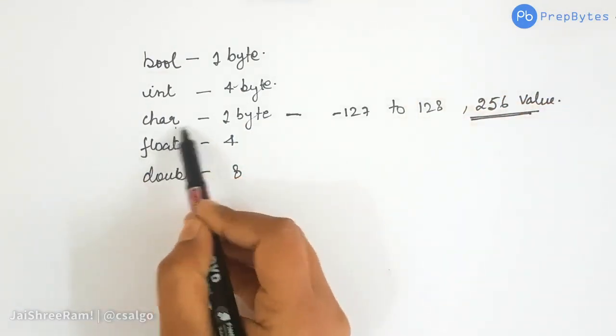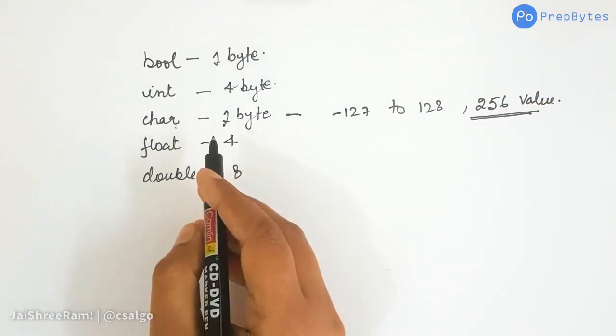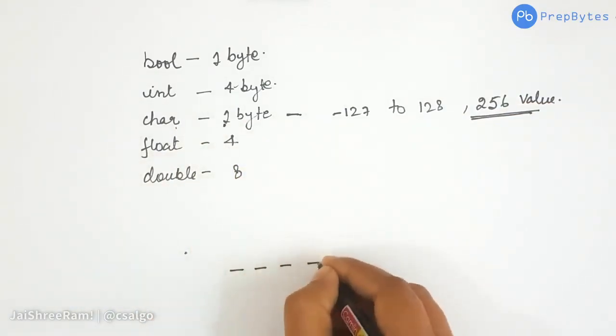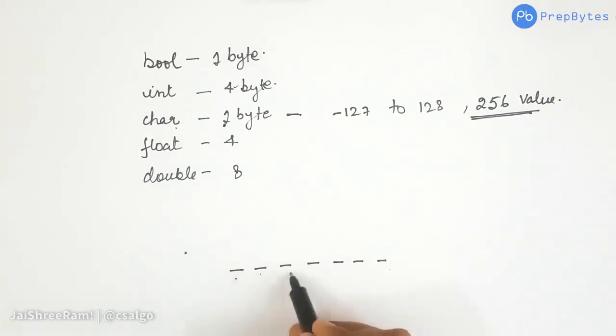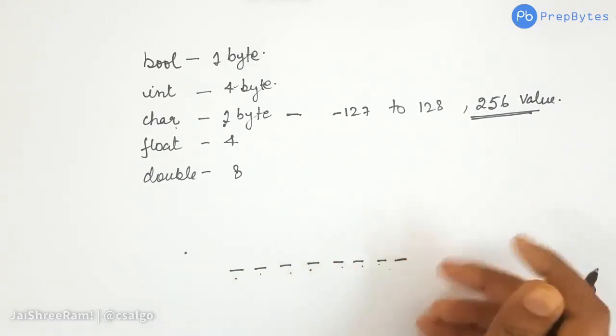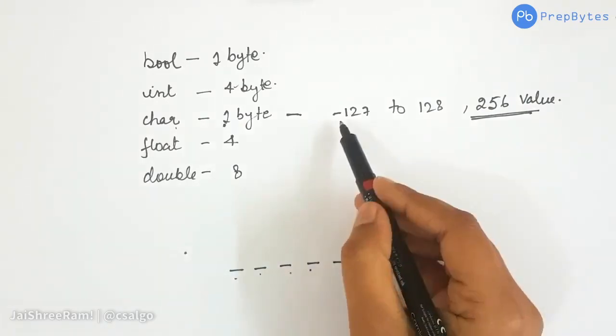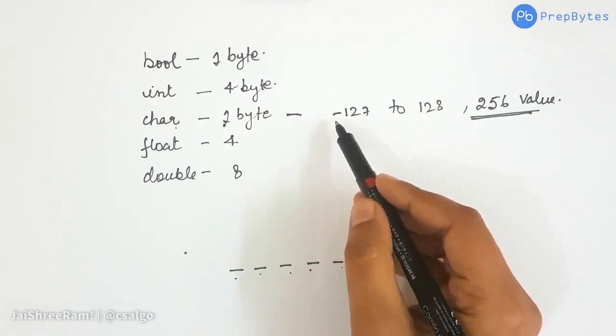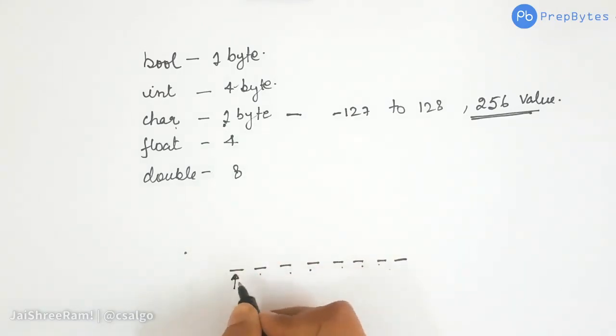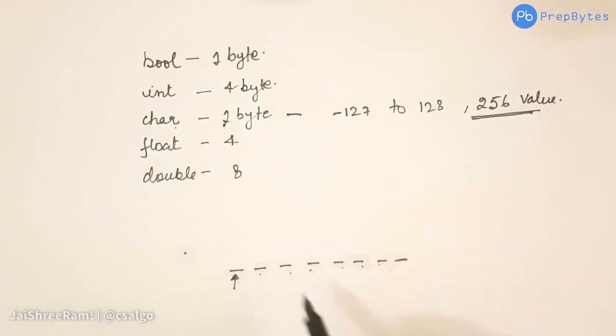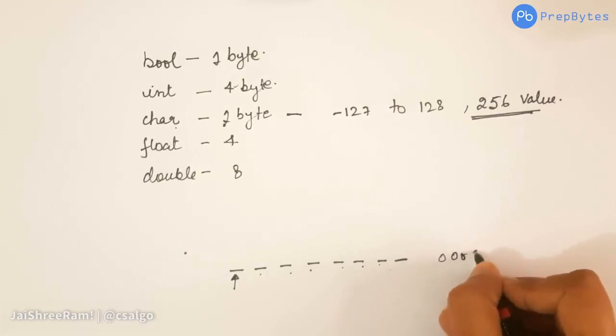As we can see, character is of 1 byte, and 1 byte is equivalent to 8 bits. So let's put down the bits here: 1, 2, 3, 4, 5, 6, 7, 8. Now each bit has 2 options. Considering that this is going to store positive as well as negative numbers, this particular bit will be used to store the sign. Depending upon whether it is 1 or 0, that decides whether it is going to be negative or positive. Apart from that, each bit here can have 2 options, either 0 or 1.